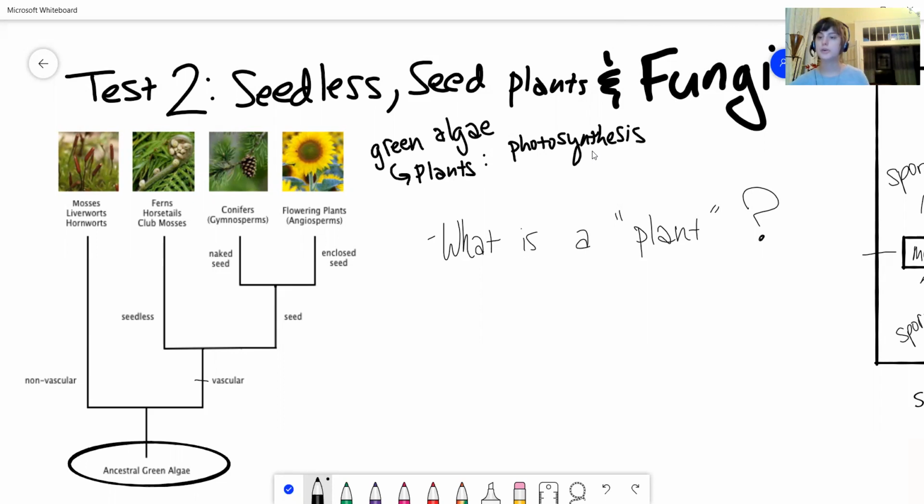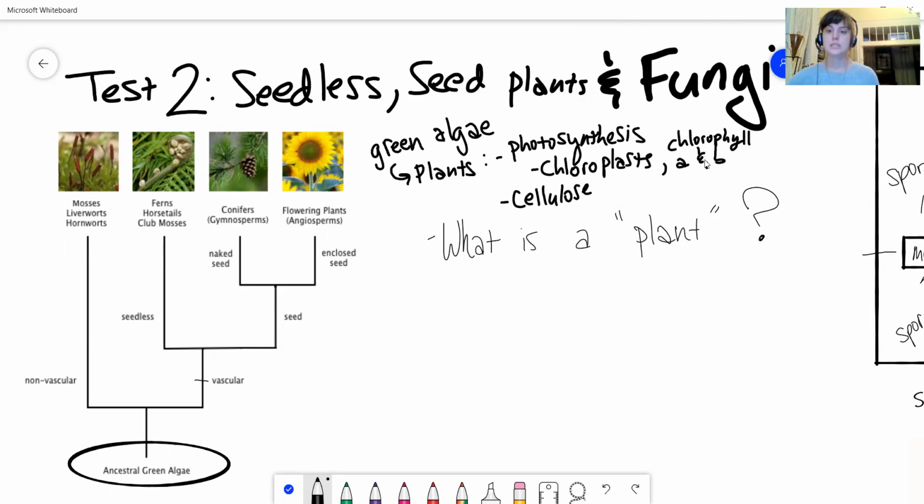And green algae aren't the only photosynthetic organisms, right? We've got different kinds. We've got brown algae, red algae, golden algae. These are all not as closely related to plants, but green algae are. Yes, cellulose was a good thing. So chloroplasts, I'm just going to fill in that cell wall of cellulose. Green algae had that. Plants have that too. Chloroplasts, specifically chloroplasts with chlorophyll A and B, which are the green pigments in chloroplasts. That's why plants are green.